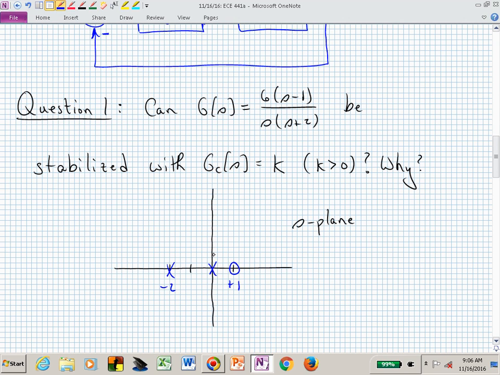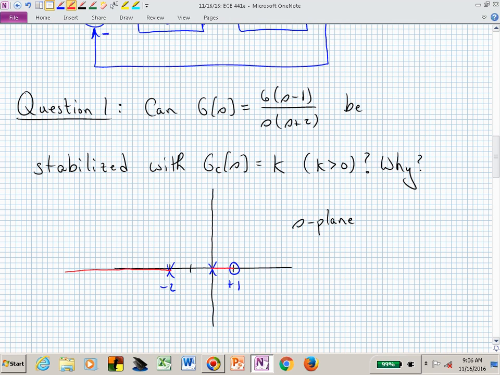But we know this piece is on the root locus. What about the piece between s equals 0 and s equals -2? No. The piece between -2 and minus infinity? Yes. So now we have these sections or segments of the real line that belong to the root locus.